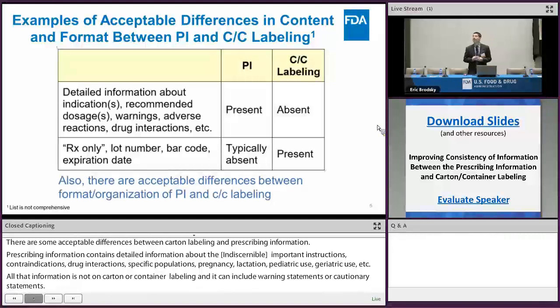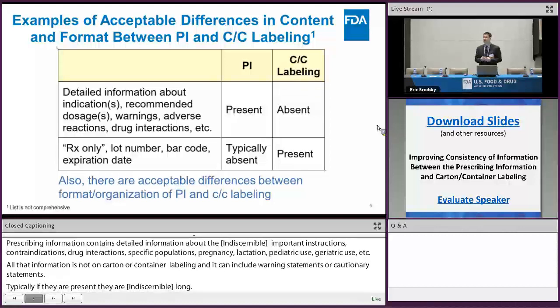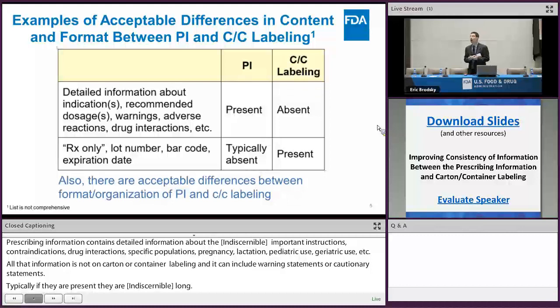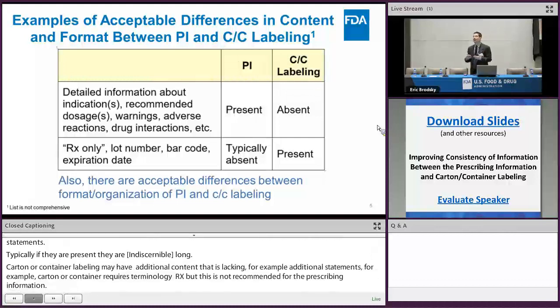Carton container labeling may have additional content or additional statements that are lacking in the prescribing information. For example, carton container labeling in general requires the terminology Rx. However, this is not recommended for the prescribing information because the prescribing information is for the healthcare practitioner. It is for only human prescription drug and biological products. So the Rx is not needed.